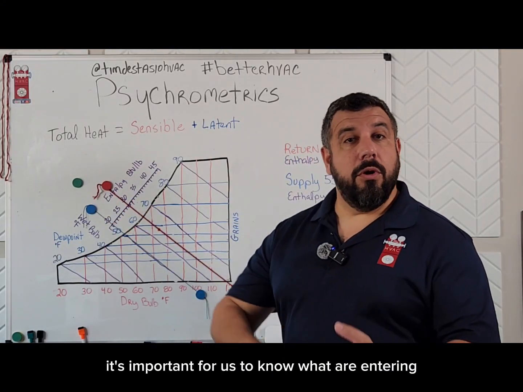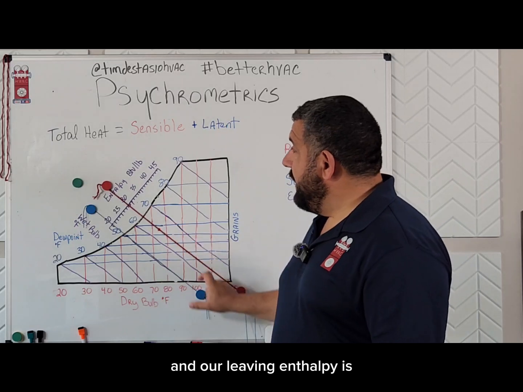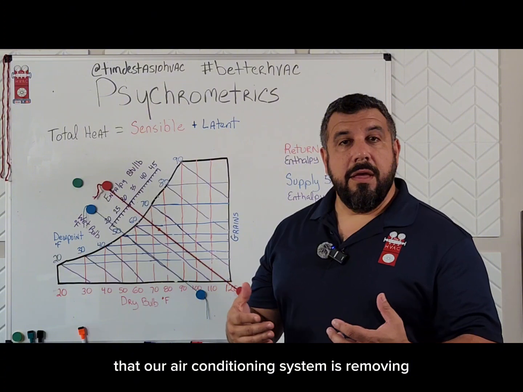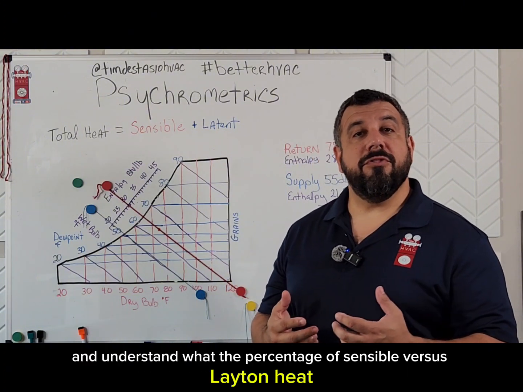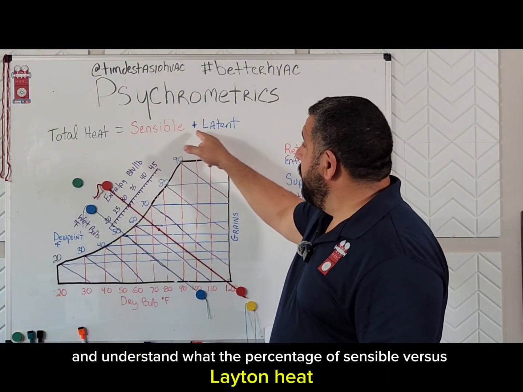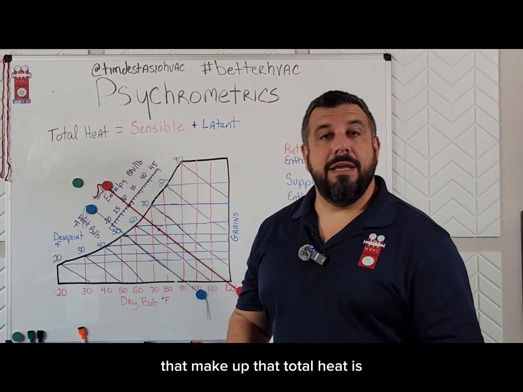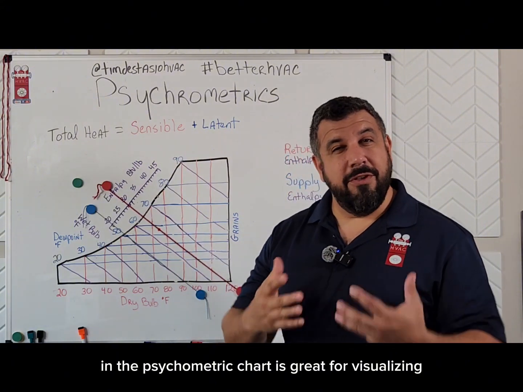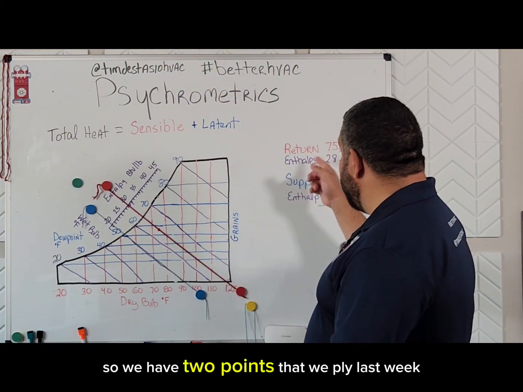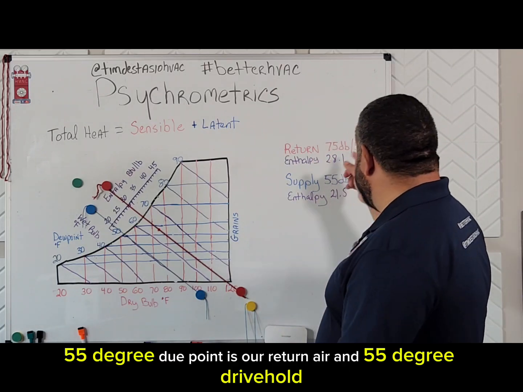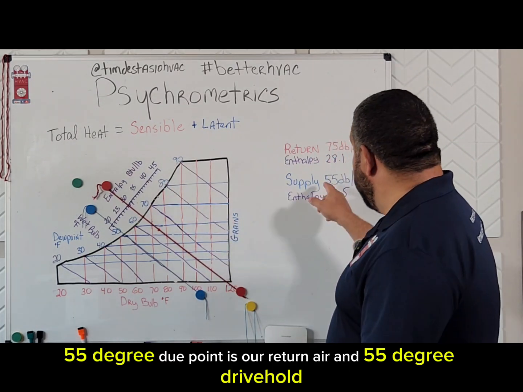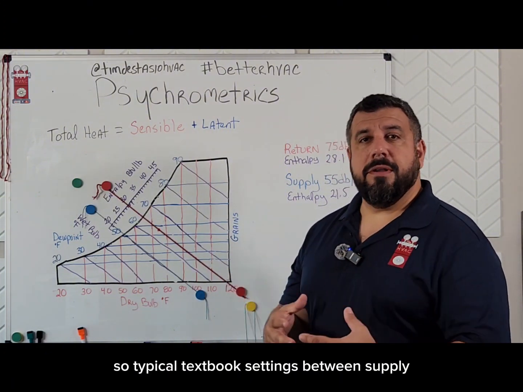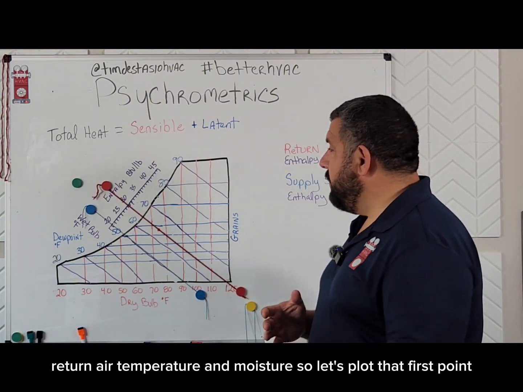And so it's important for us to know what our entering and our leaving enthalpy is, and that's going to tell us what total heat our air conditioning system is removing. But if we want to take it a step further and understand what percentage of sensible versus latent heat makes up that total heat, we can do a very simple procedure, and the psychrometric chart is great for visualizing. So we have 2 points that we applied last week. 75-degree dry bulb, 55-degree dew point is our return air, and 55-degree dry bulb, 50-degree dew point is our supply air. So typical textbook settings between supply and return air temperature and moisture.